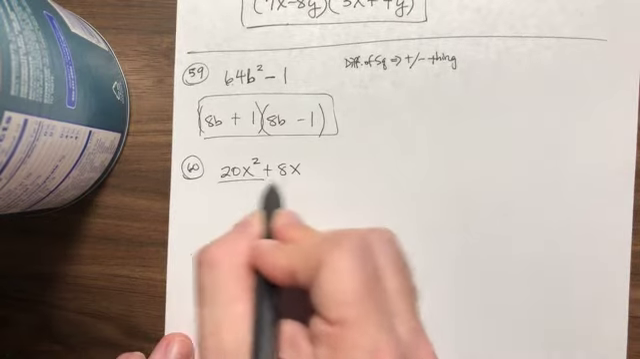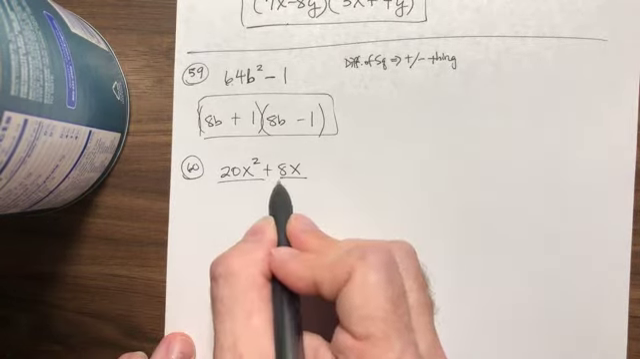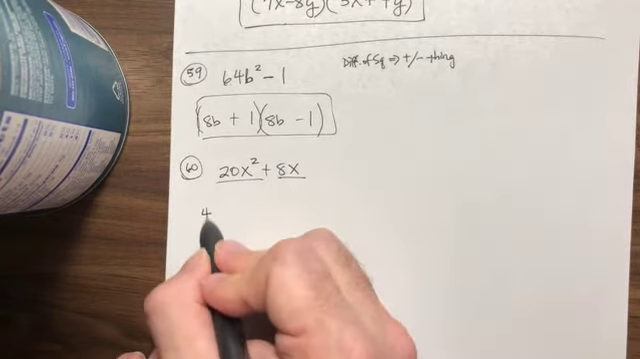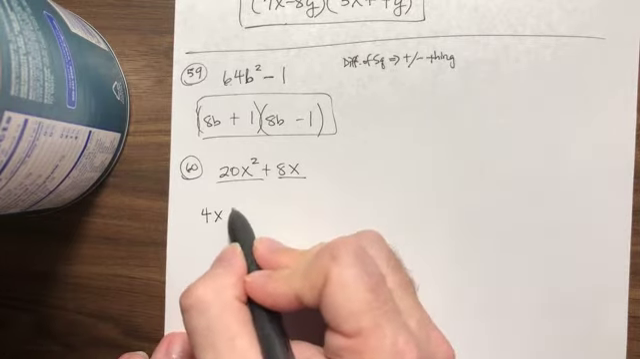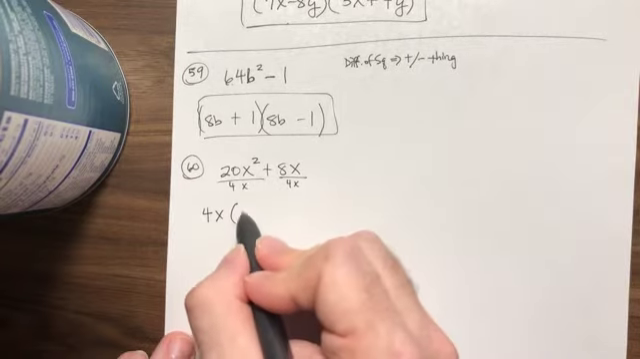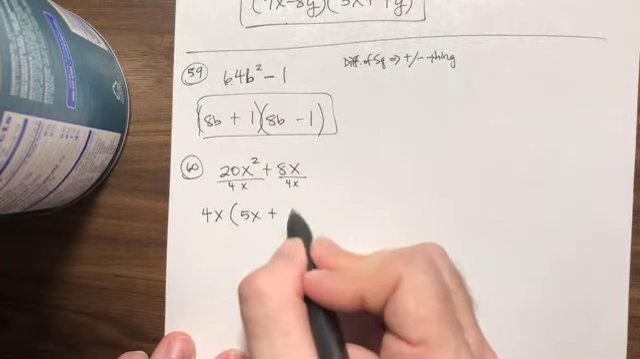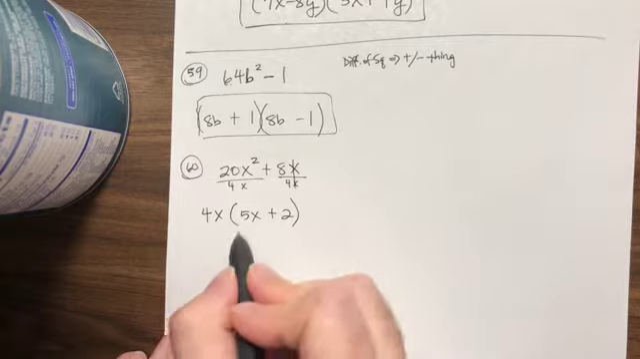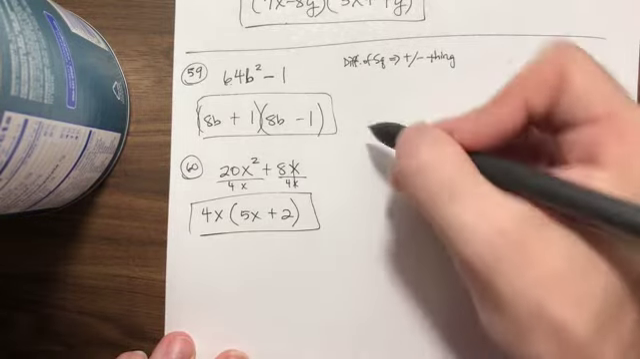So this is a GCF problem, and we're going to see that they both have a 4 in common, and they both have an x in common. So when I divide 4x out of both terms, I get 5x plus 2, and the x's cancel. Done.